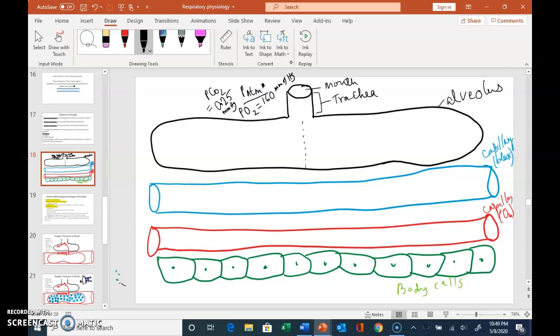All right. Now, during inspiration, this air will come in. Do you agree? So the air will come in. Good. Now, as this air comes in, the partial pressure of oxygen becomes 100 millimeter of mercury, and the partial pressure of carbon dioxide becomes 40 millimeter of mercury. Why, Rupa?